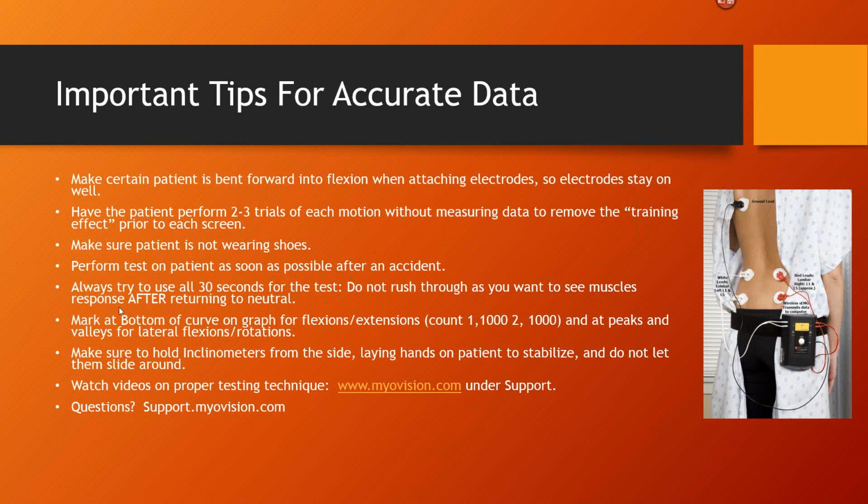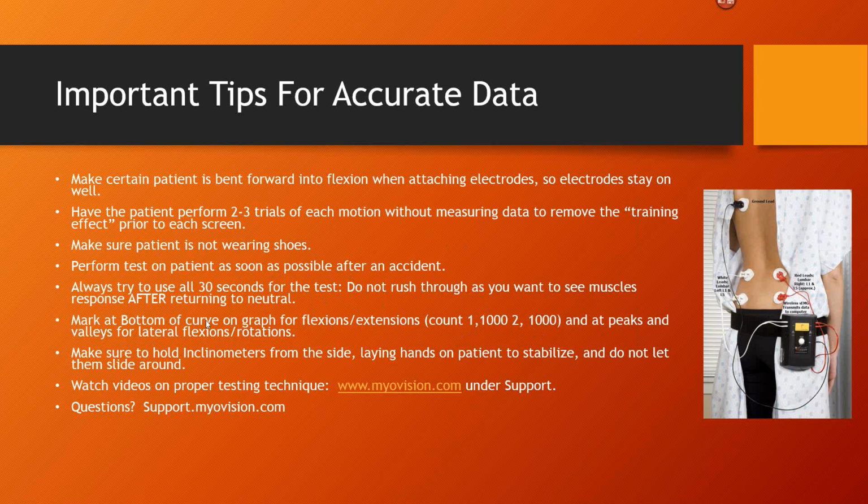So take your time, and one way to do that, when you bend forward in a flexion, for example, when they're in full flexion, count 1, 1,000, 2, 1,000, and then mark it. When you're doing the marking with the FlexVisions, pushing the buttons, mark at the bottom of the curve for flexions, count 1, 1,000, 2, 1,000, and then back at neutral, do the same thing, count 1, 1,000, 2, 1,000, to mark the bottom of the curve of the dynamic EMG graph for flexions and extensions.